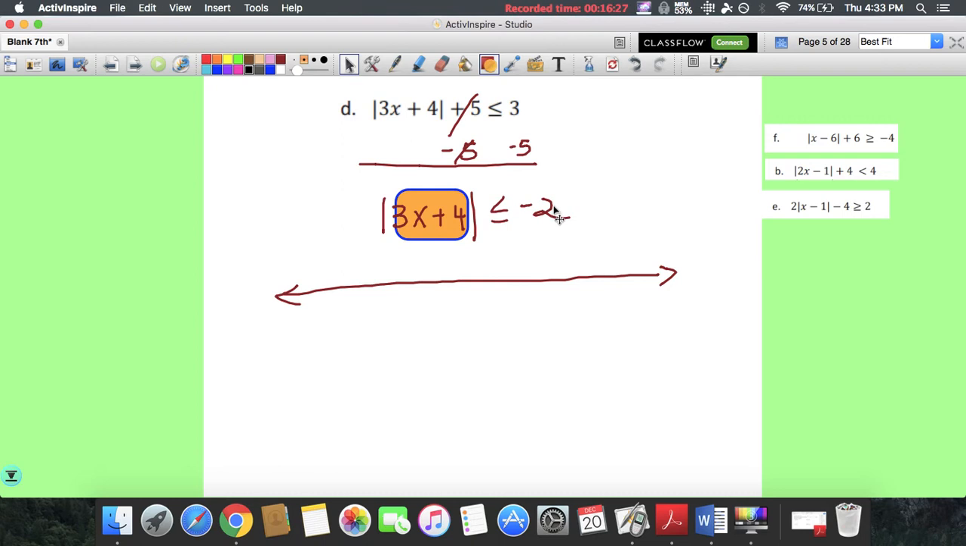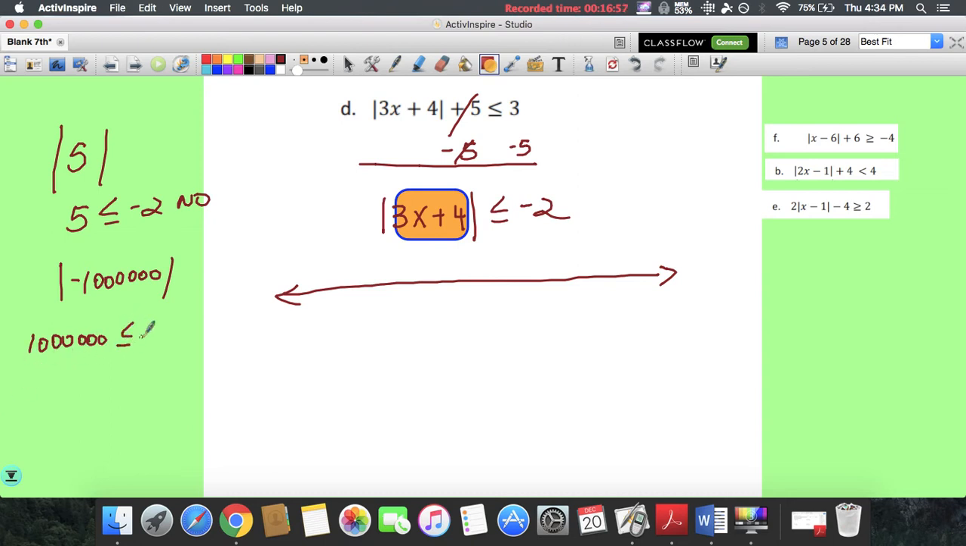Think about that for a second. On this side, I want you to think about taking the absolute value of something so that it's less than a negative number. If you take the absolute value of 5, it's going to be 5. Is 5 less than negative 2? No. Take the absolute value of a negative number, negative 1,000,000. The absolute value of negative 1,000,000 is 1,000,000 because that's how far it is from 0. And is 1,000,000 less than negative 2?